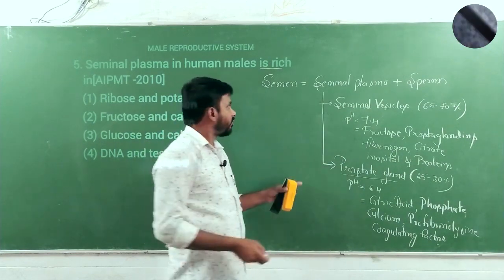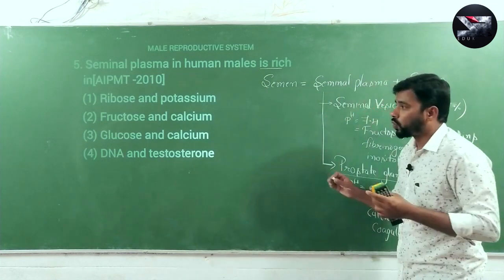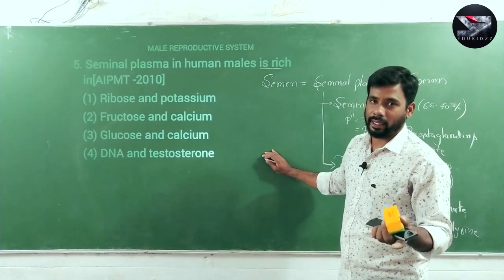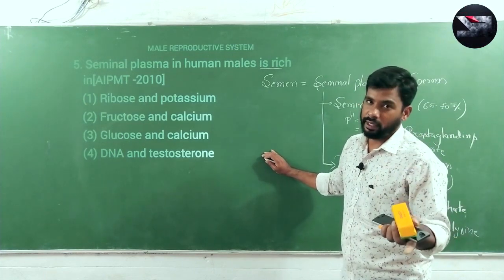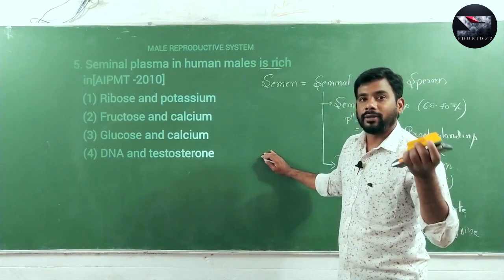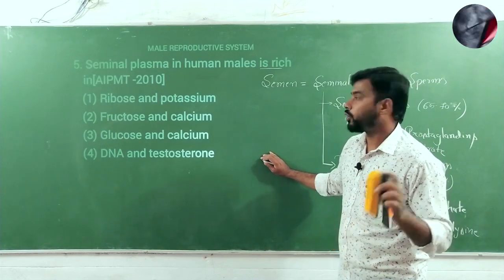The third gland, the bulbourethral gland, which is also called Cowper's gland, secretes alkaline mucus or alkaline lubricating fluid that is mainly responsible for the lubrication of the penis, as well as neutralizing the acidic condition found in the urethra or urinogenital duct.